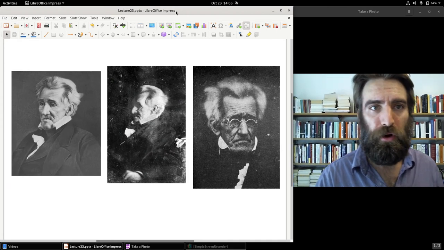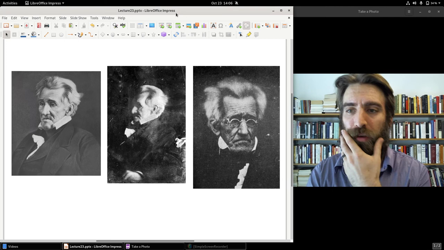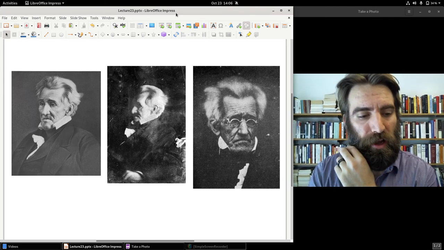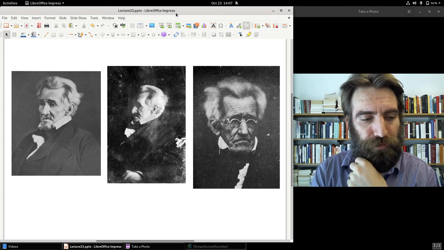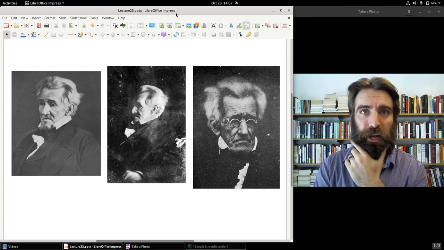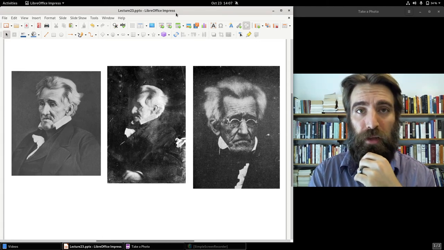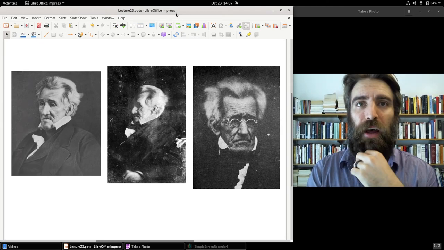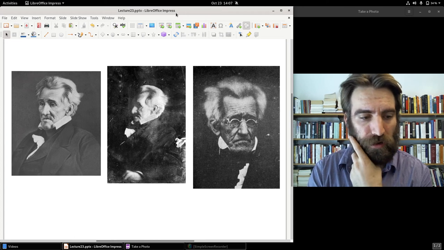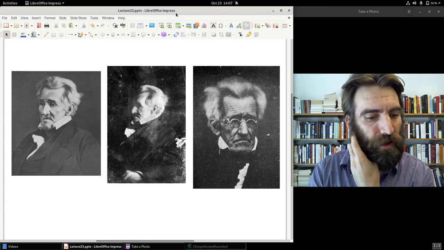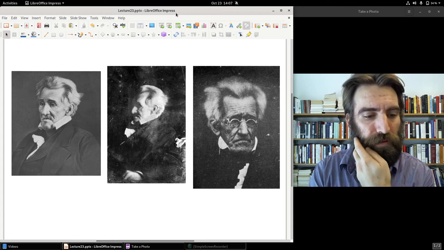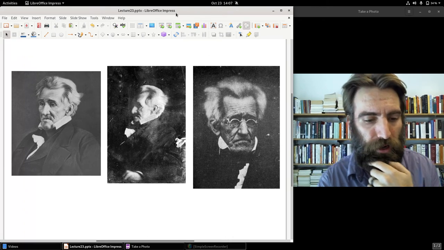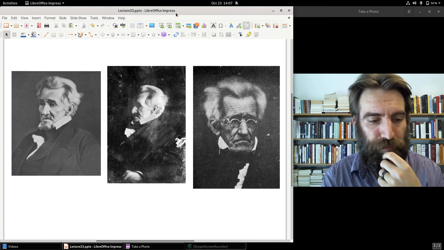Andrew Jackson, for his part, a lot of people are surprised when they hear this. We actually have some photographs of Jackson in his last years. Jackson retired to the Hermitage in 1837, and that's where he lived until his death in 1845, when he was 78 years old. So he lived a nice long life.